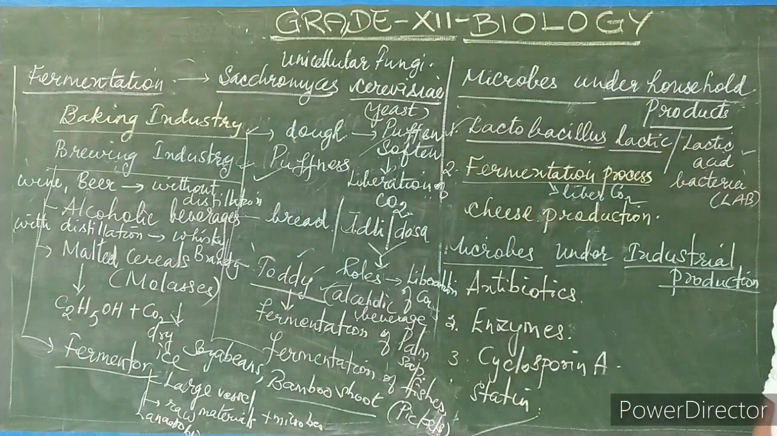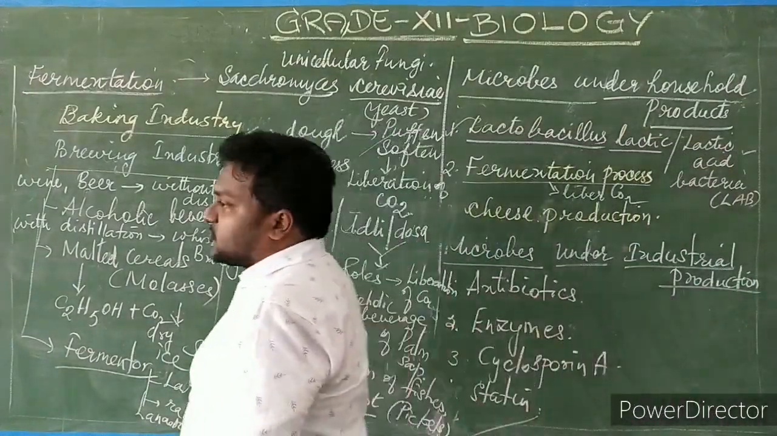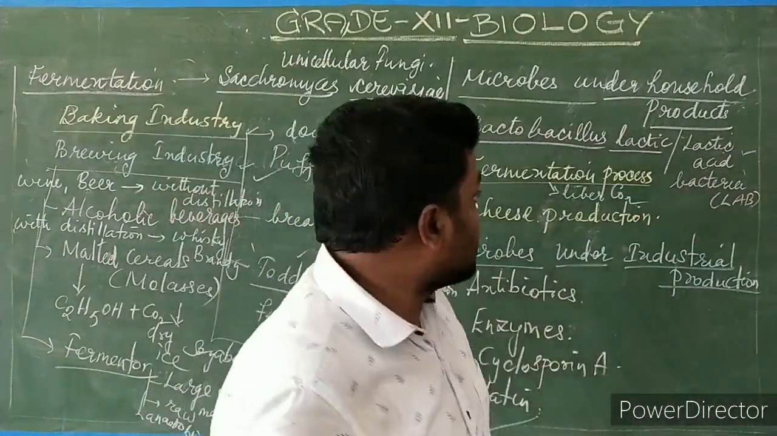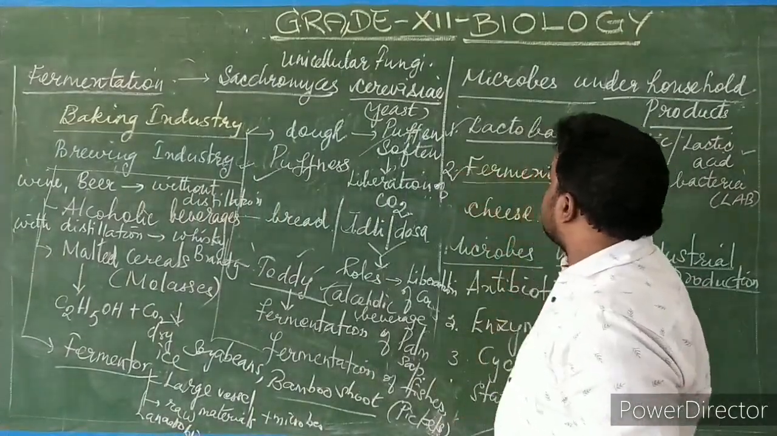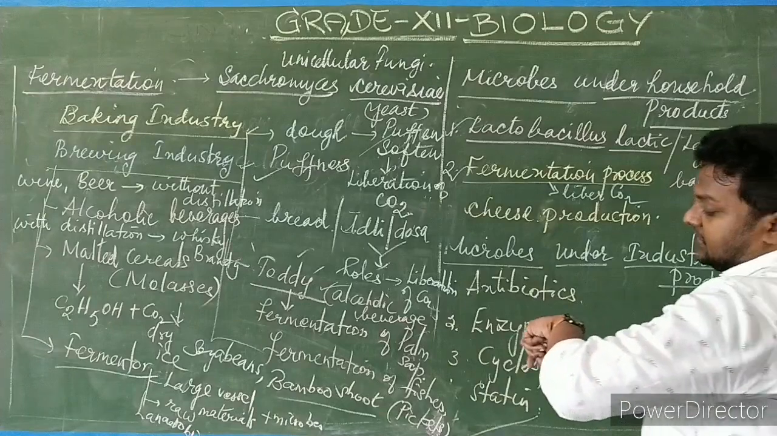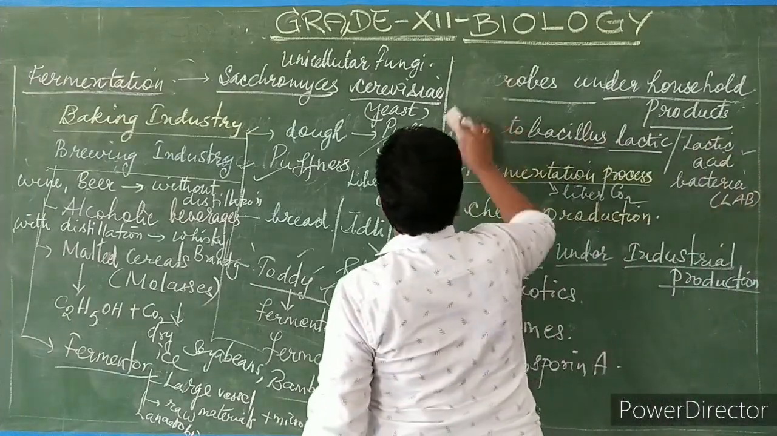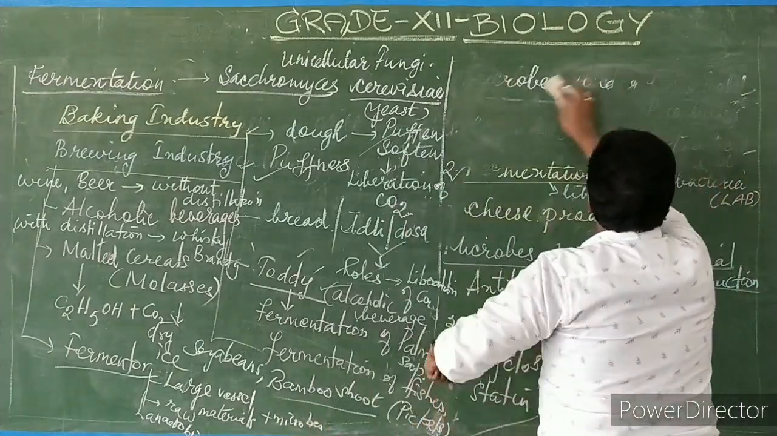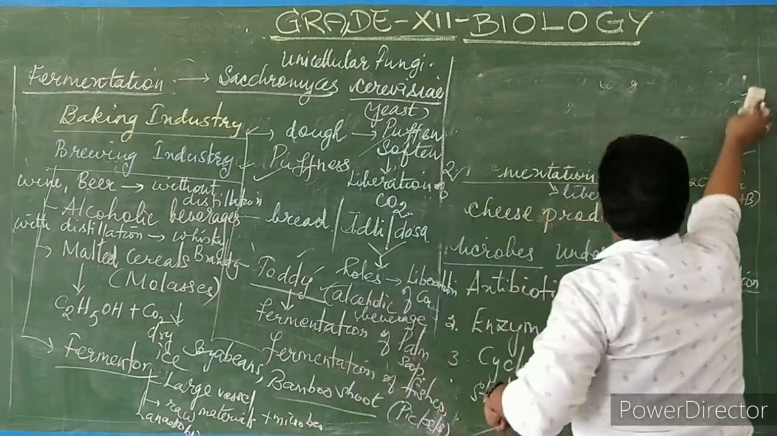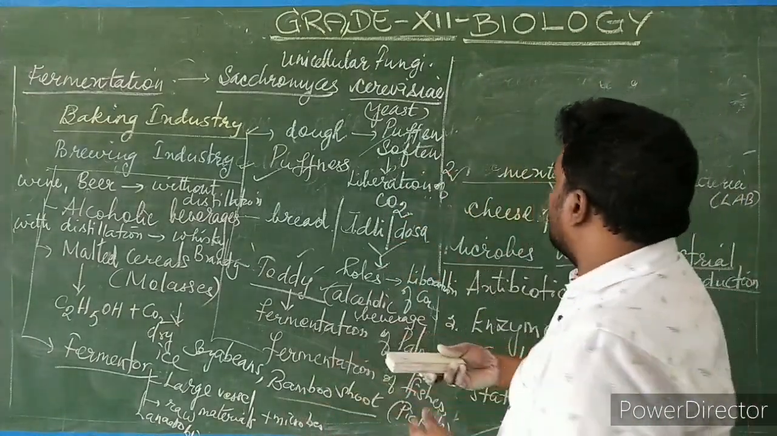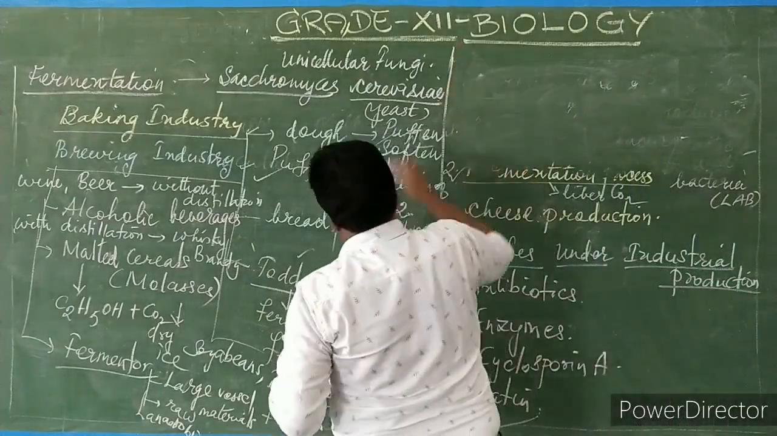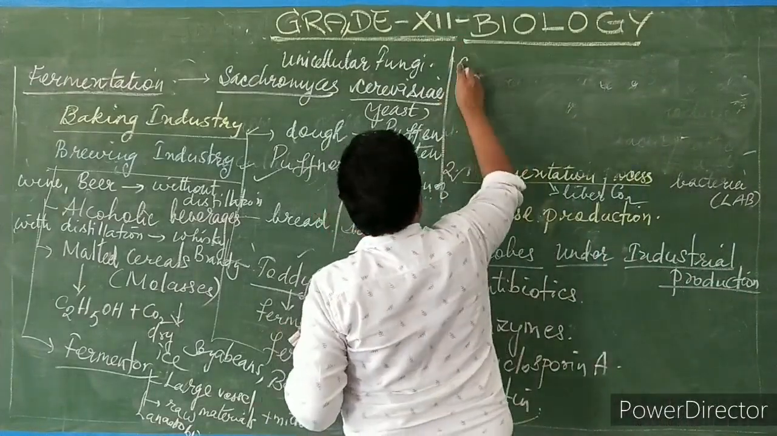So the baking industry, and the other one is the brewing industry. The next one is cheese fermentation. Next what we have is cheese, isn't it? So we go to the cheese.